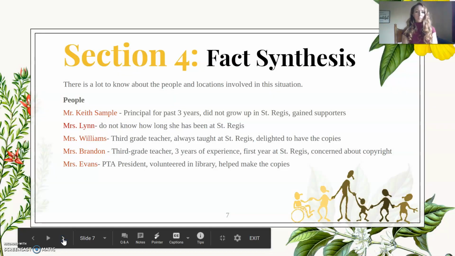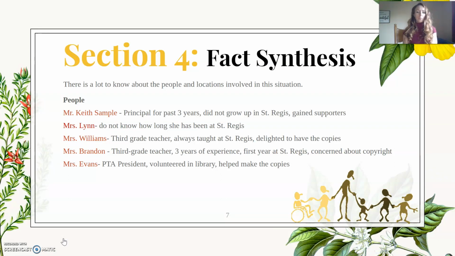There's a lot to know about the people and locations involved in the case study. There's Mr. Keith Sample, who has been the principal at St. Regis School for 3 years. He did not grow up in this rural town, but he has worked hard to gain supporters on the staff and in the community. Mrs. Lynn is the library media specialist, and we don't know how long that she has been teaching or staffed at St. Regis. Mrs. Williams is a third grade teacher who has always taught at St. Regis. She was provided a copy of the software, which she was delighted to receive.